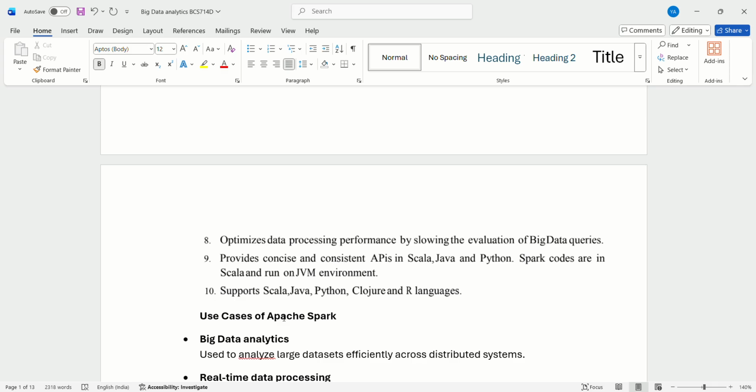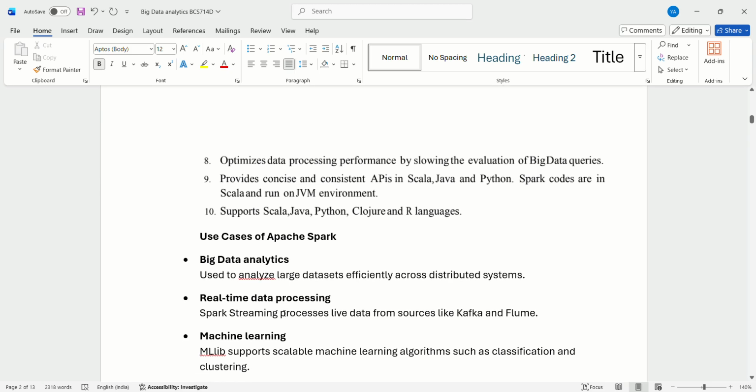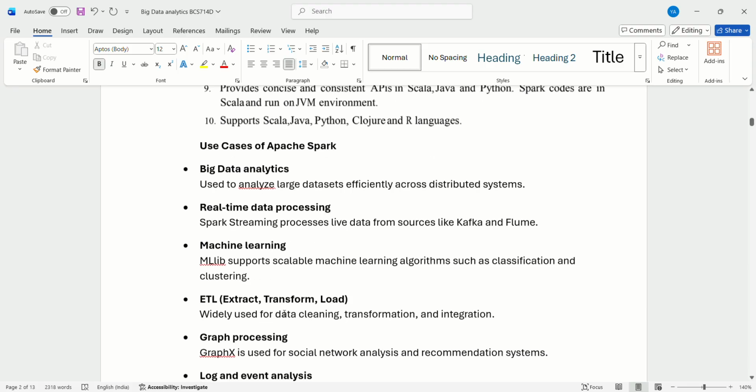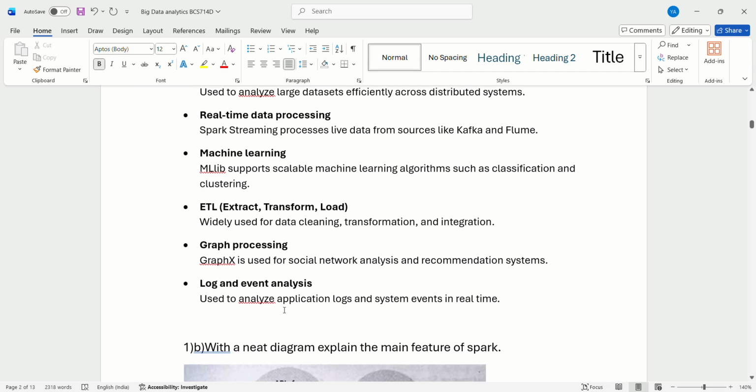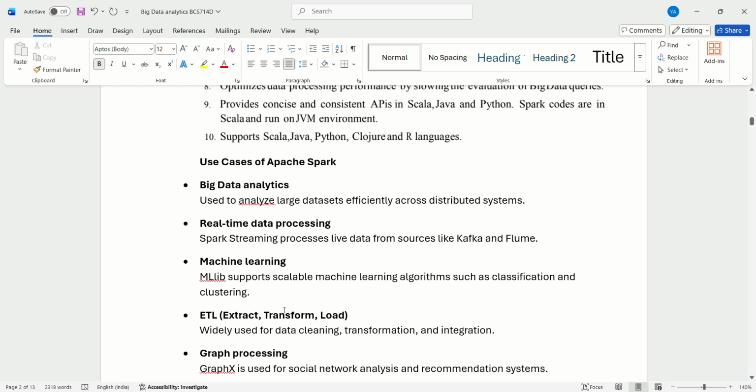It provides concise and consistent APIs in Scala, Java, and Python. Spark code is written in Scala and runs on the JVM environment. It supports Scala, Java, Python, and the R language. Now, use cases of Spark. In big data analytics, it is used for real-time data processing and machine learning. ETL, that is extract, transform, and load, is widely used for data cleaning processes, and also graph processing, log and event analysis. So these are the major use cases of Apache Spark.